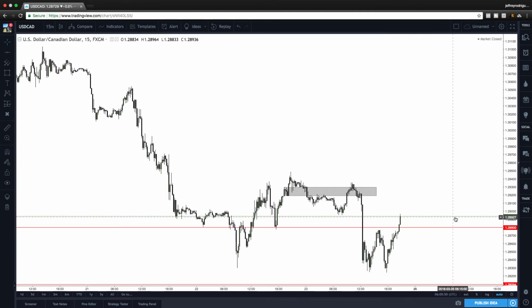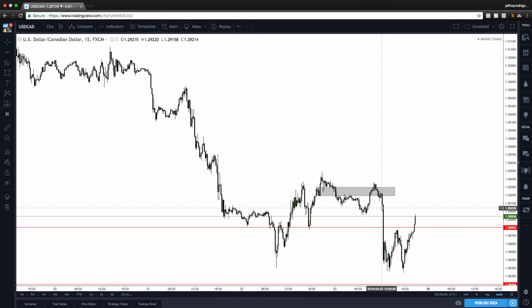And then, as you go down into a lower time frame, like here I'm on a 15-minute, you can see it goes 1.29, 1.291. So now it's in intervals of 10 pips. So this is 10 pips, 20 pips, 30 pips, 40 pips, 50 pips. So that's how I do it. Let me know if that helps or if you have any questions.